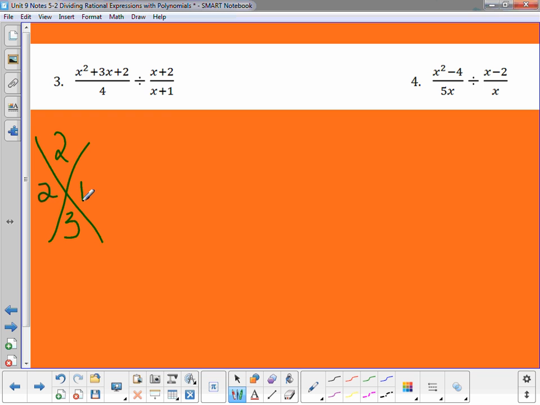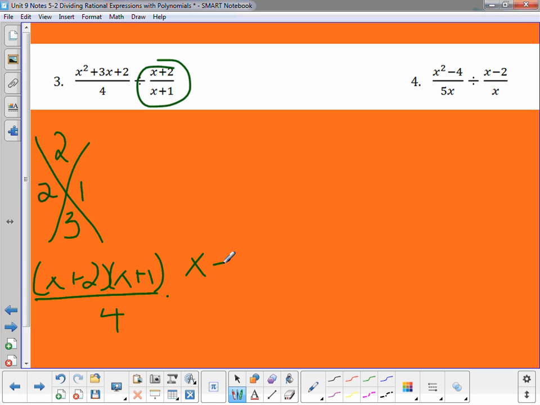So if you need to go through and write out all the steps for the factoring, please feel free to do that. Remember, I'm not taking as much class time to do that anymore because I'm hoping you guys are kind of starting to get that on your own. So that top one is going to be x plus 2, x plus 1. And now that 4 is going to stay on the bottom. Now I want to take this guy right here and I want to flip it.